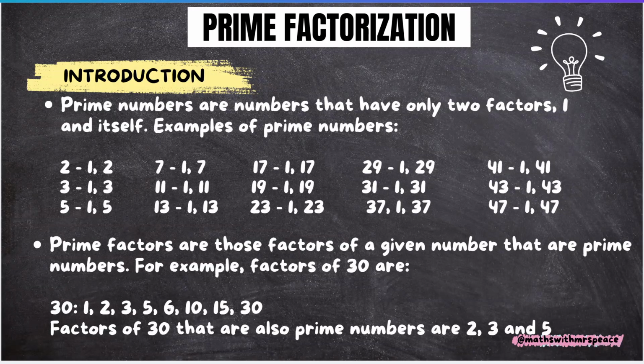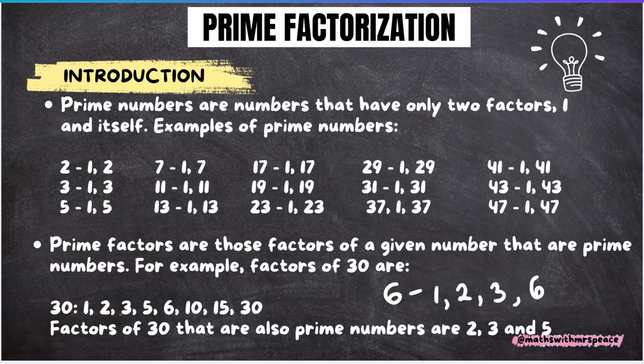For example, 6. What are the factors of 6? The factors of 6 will have 1, 2, 3, and 6 itself. So you can see that 6 has 4 factors. It's therefore not a prime number. We can do the same for 10, 15, and 30. You discover that they have more than 2 factors, so they don't qualify as prime numbers.